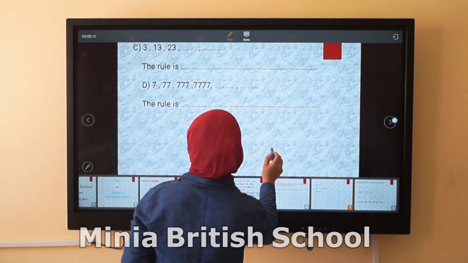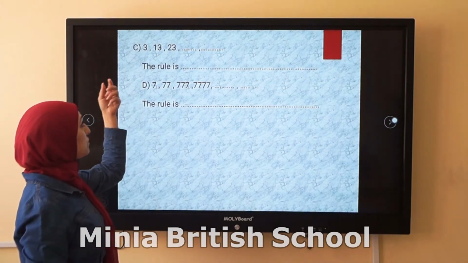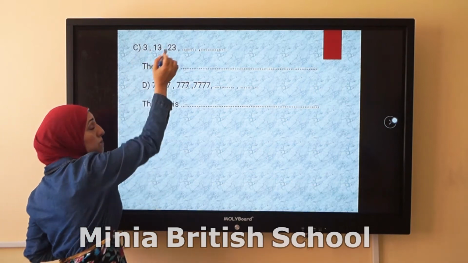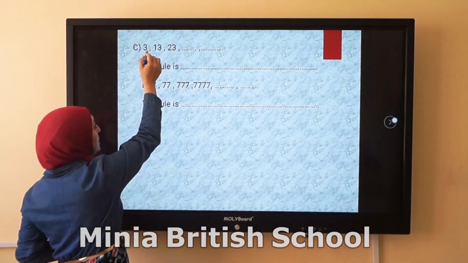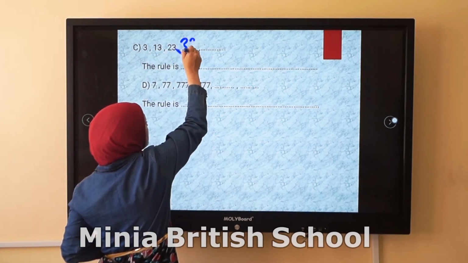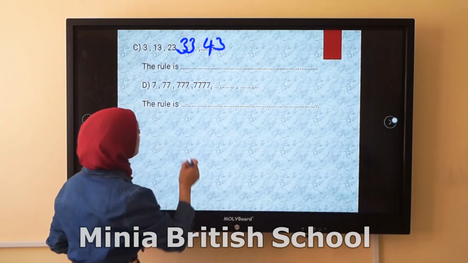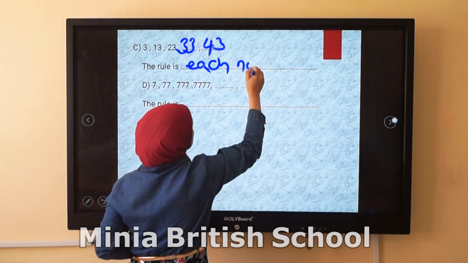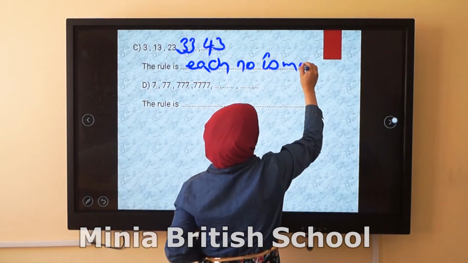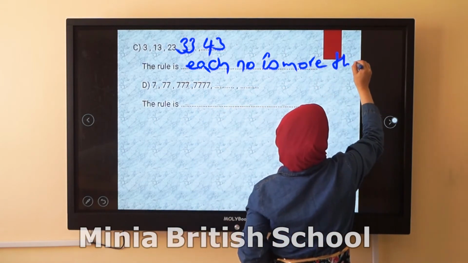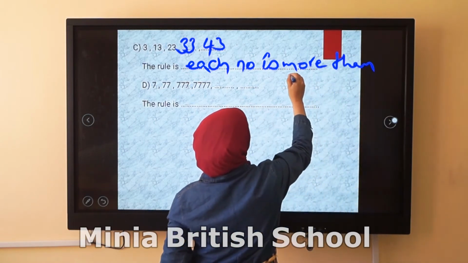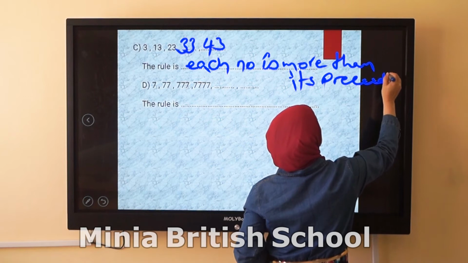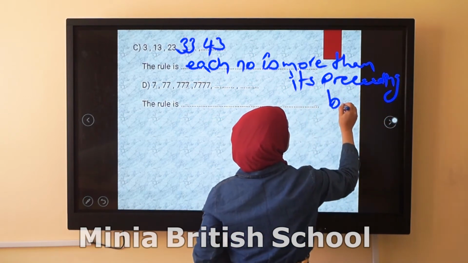Okay. Let's see another example here. 3, 13, 23. So, what is the rule here? Each time I add 10. 3, 13, 23. So, it will be 33, 43. So, I can say the rule is each number is more than its preceding by 10.